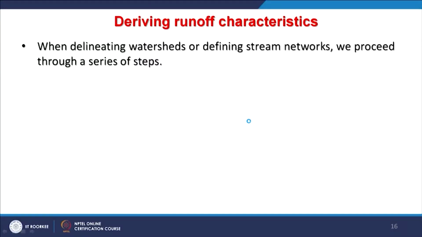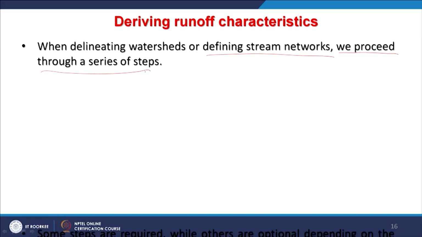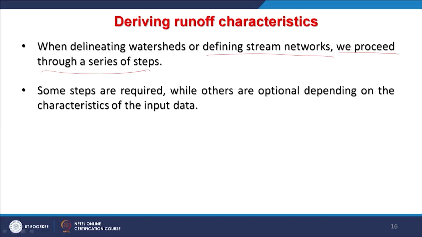Now, when we go for the delineation of watersheds using surface hydrologic modeling, or defining a stream network, it is processed through a series of steps. That is why I said earlier that surface hydrologic modeling is sequential modeling. So, we will go through the series of steps one by one. Some steps are required while others are optional, depending on the characteristics of the input data and whether we really require those outputs or not.